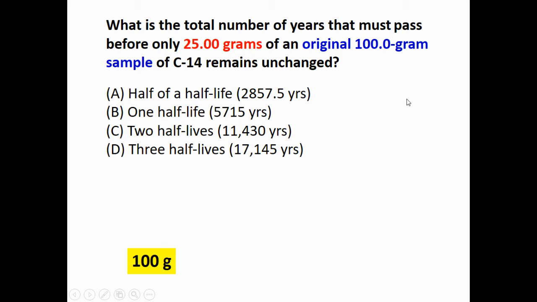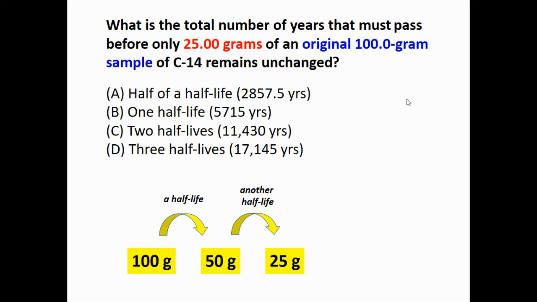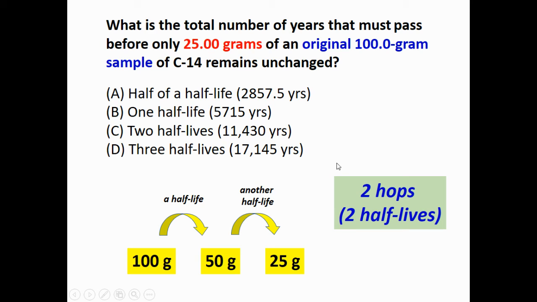I'm making here. Starting out with 100 grams, after 1 half-life, we're at 50 grams, okay? 1 half-life takes us from 100 grams to 50 grams. Another half-life takes us from 50 grams to 25 grams, and hey, now we've reached our end point. So the answer is 2 hops or 2 half-lives, or 11,430 years. Okay? Each half-life knocks it down to 1/2 of what you had previously.